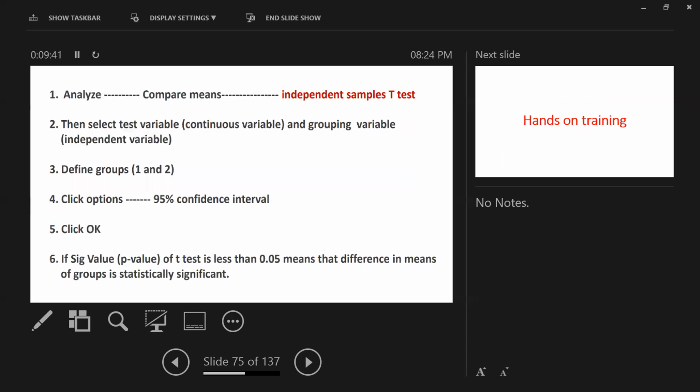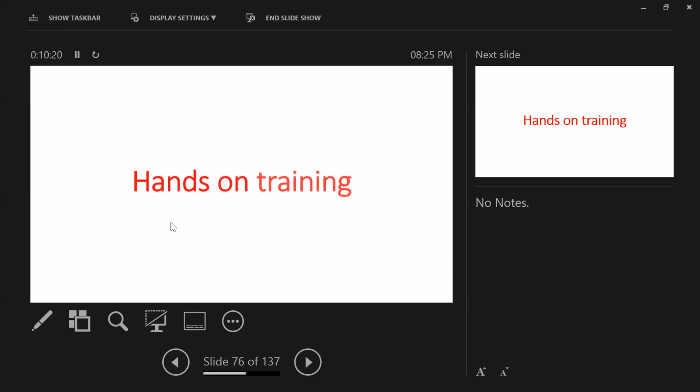So how to do it in SPSS? Go to Analyze, Compare Means, Independent Samples t-test. Then we go for the test variables. Then select Define Groups. Click Options. Make it a 95% confidence interval. Then click OK. It is as simple as that. Without knowing the formula for calculating the t-test, we can simply calculate the result. So let me go for a hands-on training.